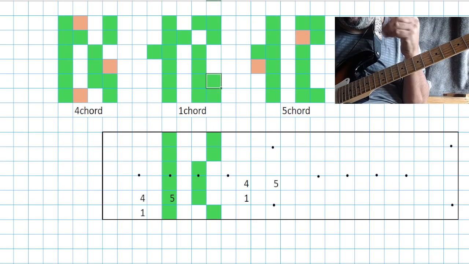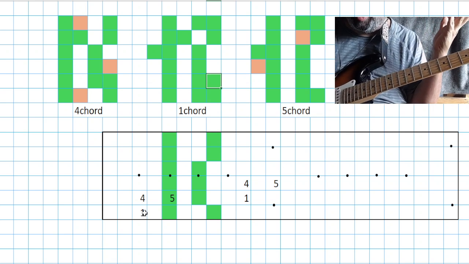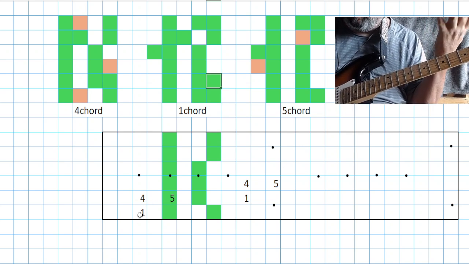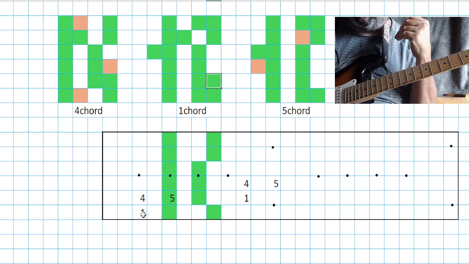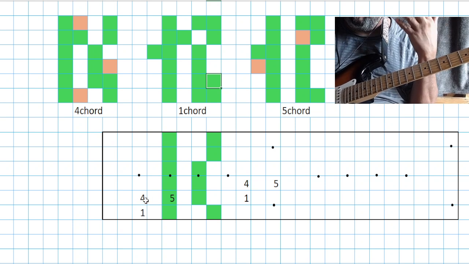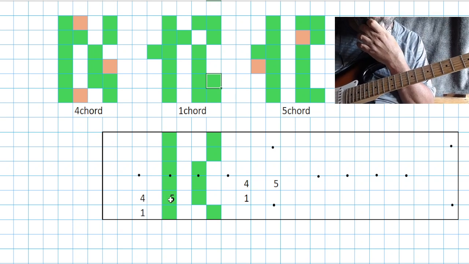So here it is. Here we have the 1, the 4, and the 5, where the root positions, the tonal gravity is going to be going for each chord. We have to know this. We want to know this. The 1 chord, the 4 chord, the 5 chord are going to originate, and these are their originating root notes.